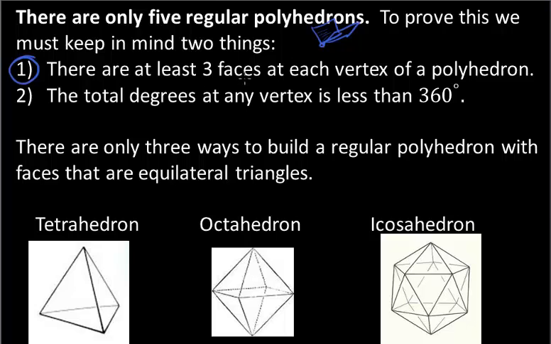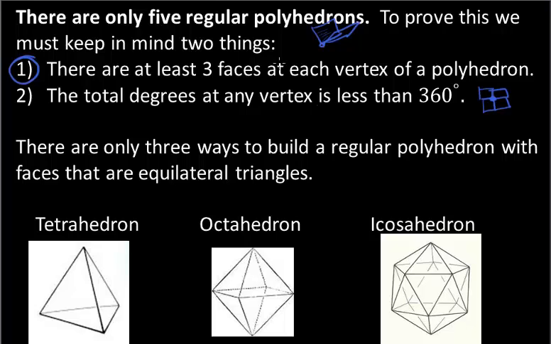You have to have at least 3 faces. The total number of degrees at any vertex has to be less than 360. For example, imagine if we took 4 squares and put them together like this. If we took 4 squares and put them together, joining them at that vertex, well, they would lay flat on the table. They wouldn't give us the 3D that we want. So the total number of degrees at any vertex has to be less than 360. This would be 4 times 90, or 360, and you see it doesn't give you a 3D corner.